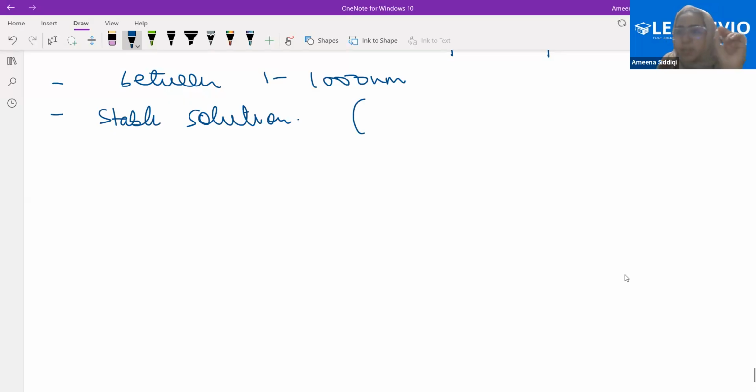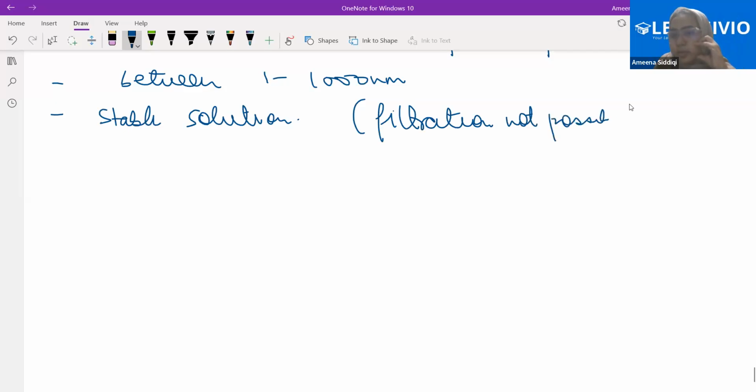Mohammed, if it is a stable solution, can filtration be used to separate the particles here? Yes, it can be used. It cannot be. How, ma'am? If the solution is stable, that means particles are not settled down at the bottom of the container. We cannot utilize the process of filtration. Okay, bachcho? Filtration is not possible.